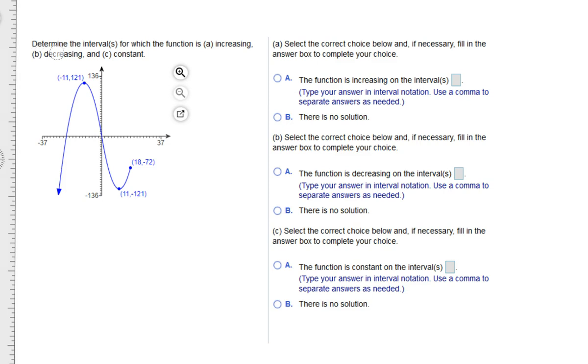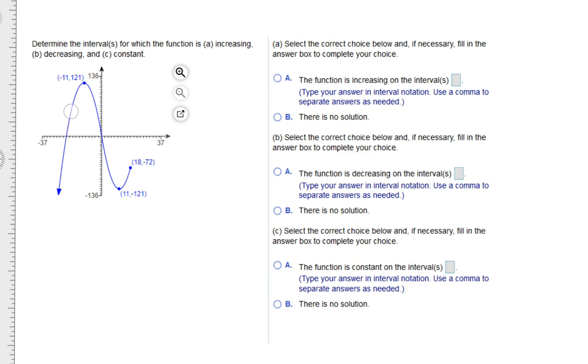The first question says, determine the intervals for which the function is a increasing, b decreasing, and c constant. So what we want to do is take a look at this picture. I want to trace the graph moving from left to right. So we start at the furthest left, moving to the right, and trace the graph. As we trace the graph, what we should be thinking about is what is happening to the y values. So looking at the big picture here, starting the leftmost point, tracing, we're asking ourselves what's happening to the y values as we trace along this section.